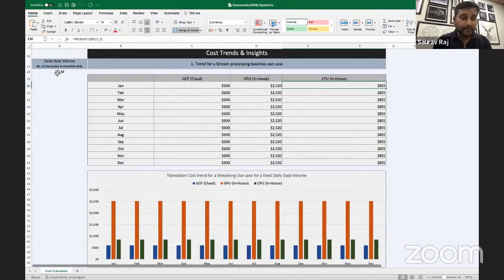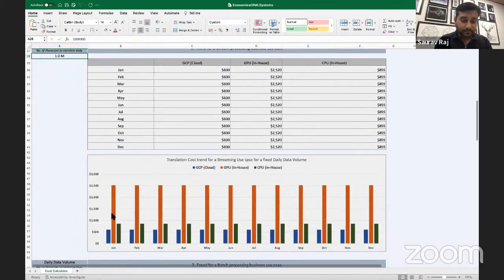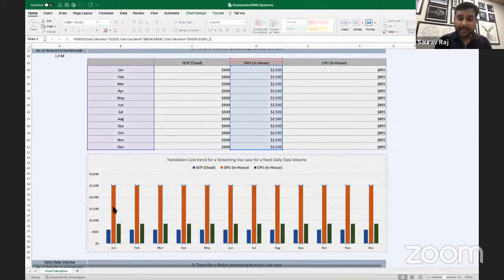If I increase the data volume, and as you can see from the charts, our in-house cost is much higher compared to the cloud cost. So at this point in time, it feels that we should stick with cloud. Also because on cloud, the development cost is much lower. In fact, it won't be there. It would be very minimum.